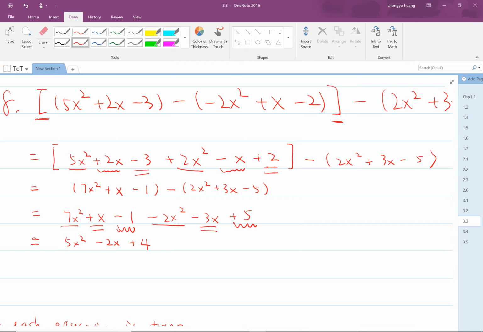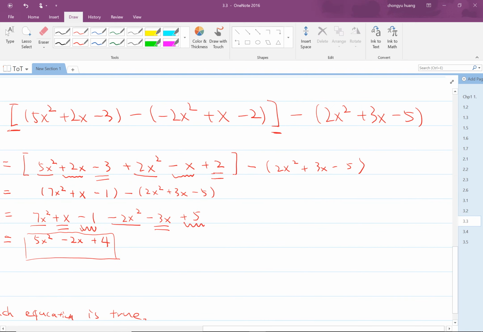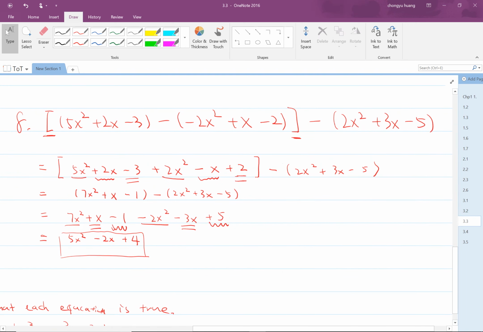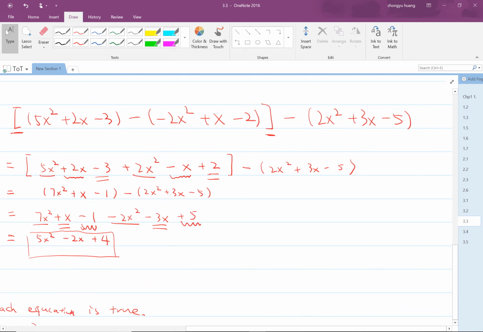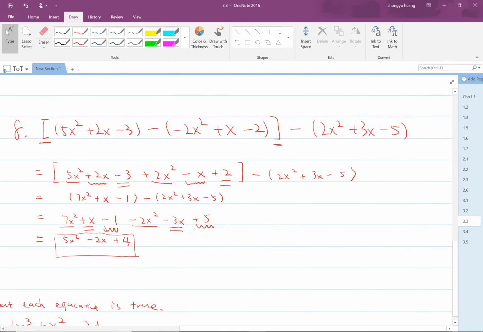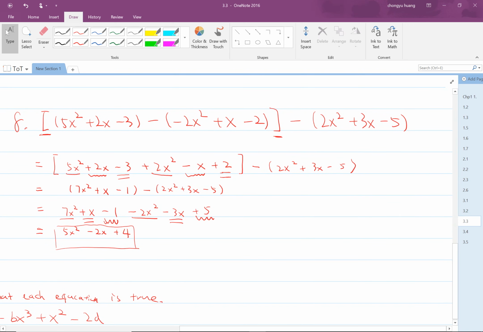So now we get our final solution for question 7. The answer is right here: it's 5x squared minus 2x plus 4. Okay. So now we solve question 8.